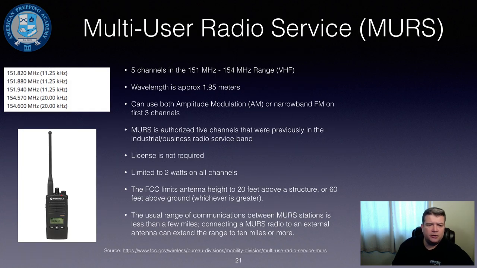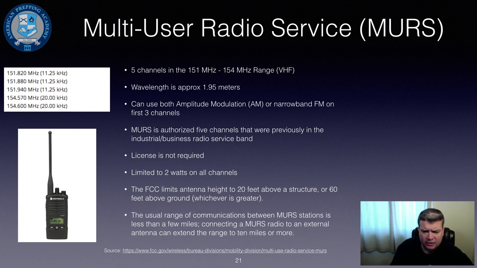Okay, so the multi-user radio service, or MURS. There are 5 channels in this band. They are between 151 megahertz and 154 megahertz. Now this is in the VHF band, so it's a little lower on the frequency scale. The wavelength is approximately 1.95 meters.